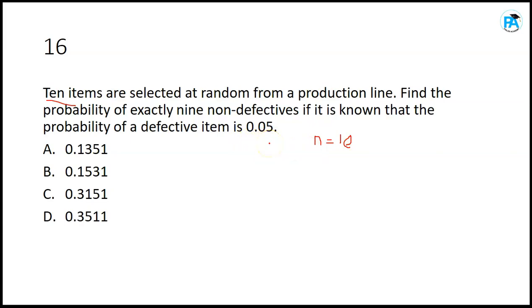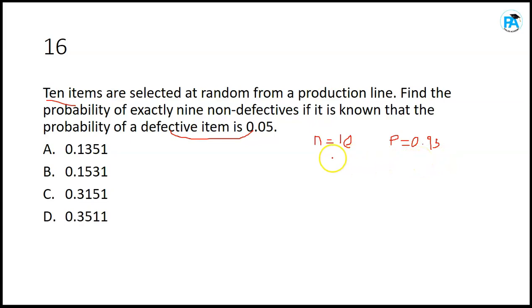But the question says you should find the probability for exactly 9 non-defective. So our p will be 0.95. I'll tell you why the p is 0.95. Someone will be expecting me to choose p as 0.05. But no. They said defective. This 0.05 goes for defective. But the question is interested in exactly 9 non-defective. So the probability of non-defective is what you use as P. You won't use the probability of a defective as P because you are interested in non-defective. So your P should be the probability of non-defective, which is 0.95. If defective is 0.05, non-defective will be 1 minus 0.05, which is 0.95.